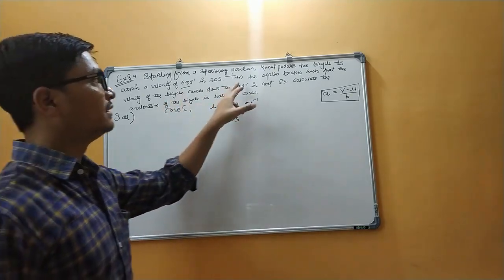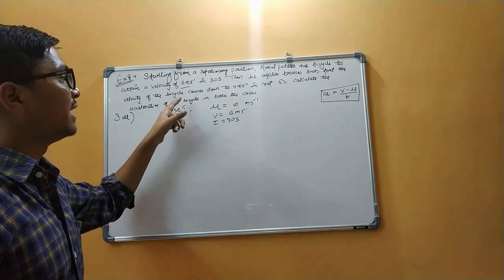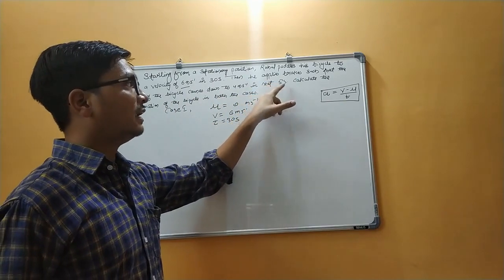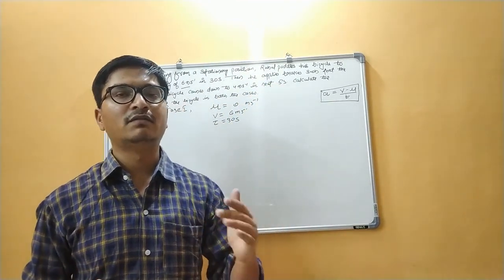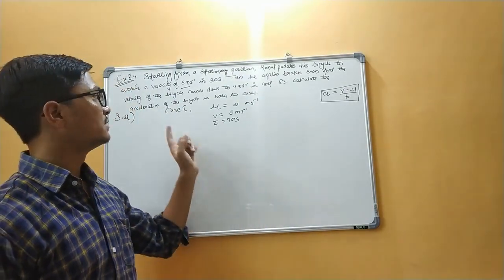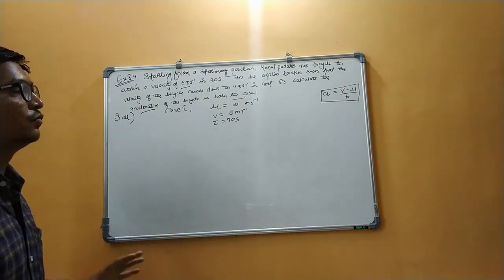Then he applies the brake such that the velocity of the bicycle comes down to 4 meters per second in the next 5 seconds. Again he applies the brake and his velocity decreases. So I have to find the answer in two cases. In both cases, we have to find the acceleration.